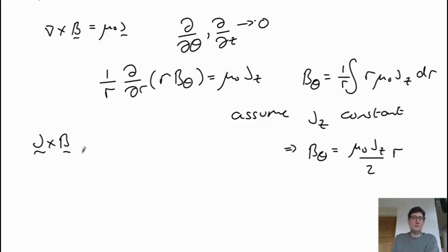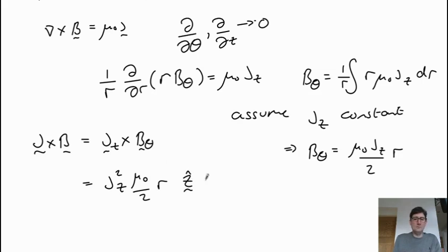And so we can put this into the J cross B formula. So this is J_z cross B_theta, which is, so we have J_z, and then B_theta we take from here. So we have a mu naught, another J_z, so it's J_z squared over 2 times r, and then the unit vector in z crossed with the unit vector in theta, and this is minus the unit vector in r.